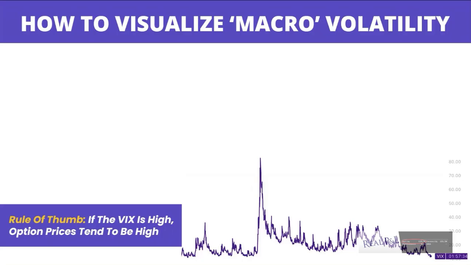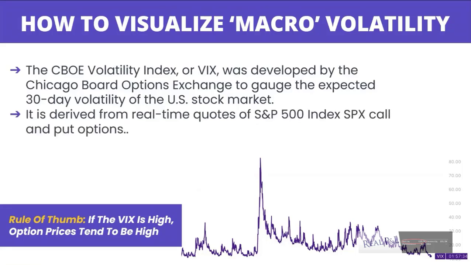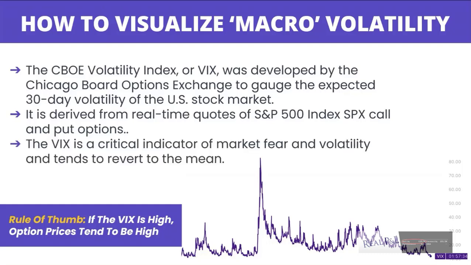How to visualize macro volatility. The CBOE Volatility Index, or VIX, was developed by the Chicago Board Options Exchange to gauge the expected 30-day volatility of the U.S. stock market. It's derived from real-time quotes of the S&P 500 index, the SPX, call and put options. The VIX is a critical indicator of market fear and volatility and tends to revert to the mean.